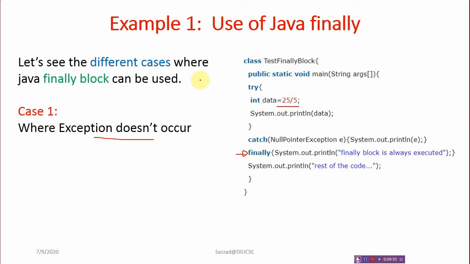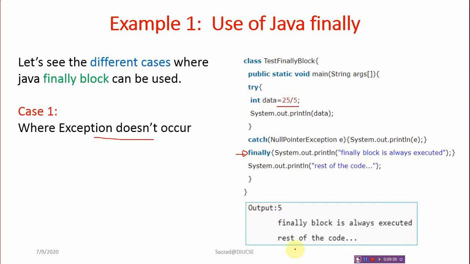Like in this case, the exception does not happen. So what will be the output? You can see that we are first of all giving the output of 25 divided by 5. So the output is 5, and then the finally block is always executed, and the rest of the code. So that means the finally block also works when there is no exception.